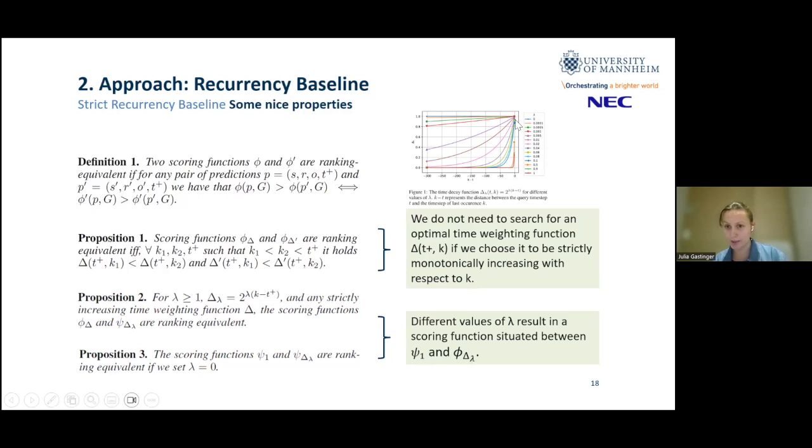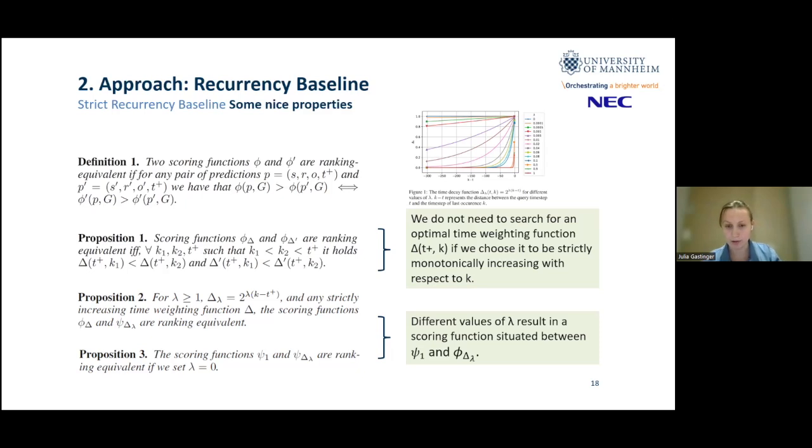So if we, for example, set lambda to 0, the time decay is very flat and it's more of a frequency-based approach. If we set it to 1, it's very steep and it's just a recency-based approach. And depending on what kind of relation you have, we can set a different lambda and you have a different behavior, which models everything in between.